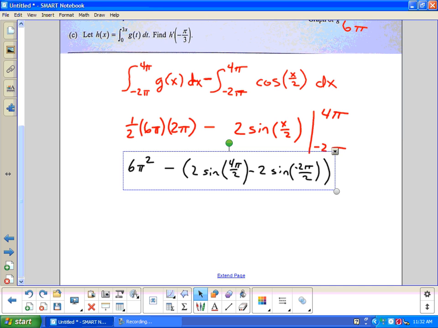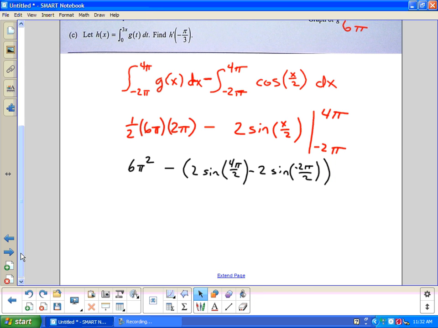Okay, well now this gets really easy. It is 6 pi squared, just like you said, for the first term, minus, and then I have to do one term of this evaluation. And we put in 4 pi and negative 2 pi. 4 pi divided by 2 is 2 pi. Sine of 2 pi. 2 pi is 360 degrees. It's 0. So we get 0 and 0. So we get 6 pi squared minus 0, which is just 6 pi squared. And that is the answer to letter A.